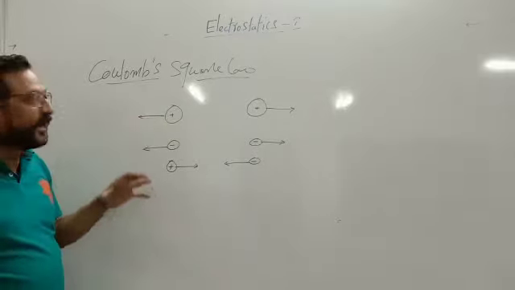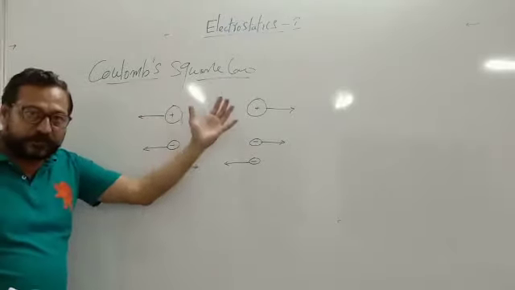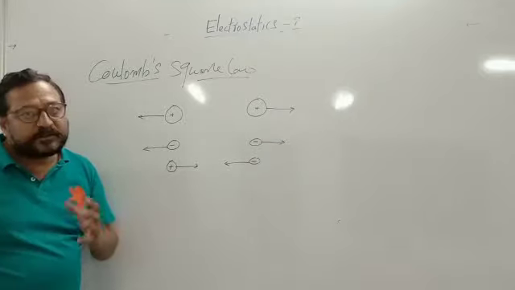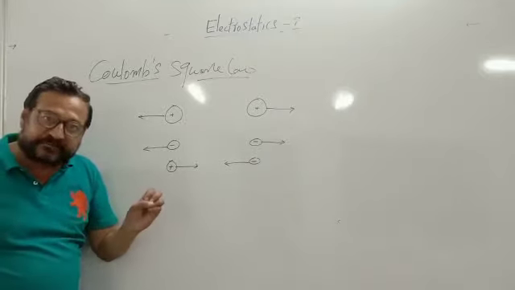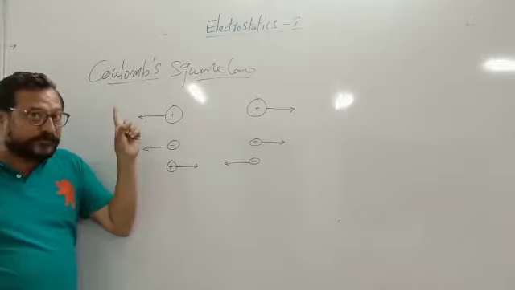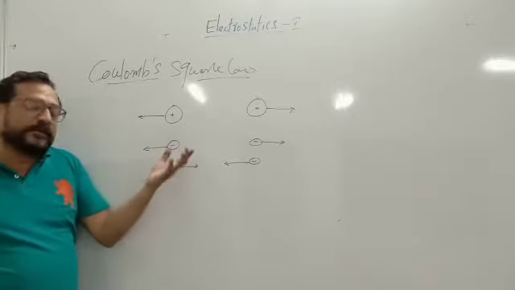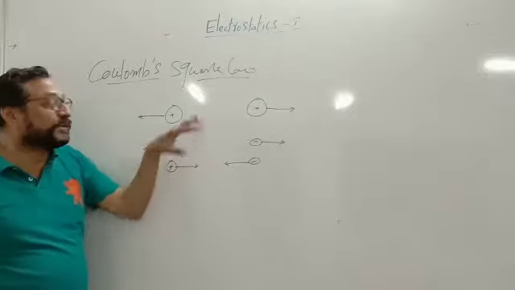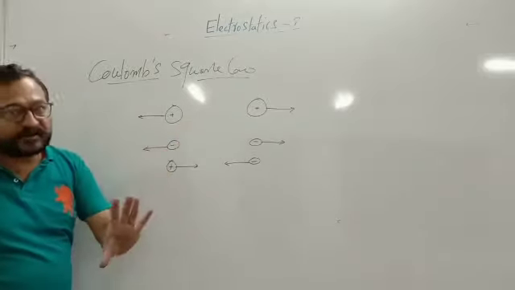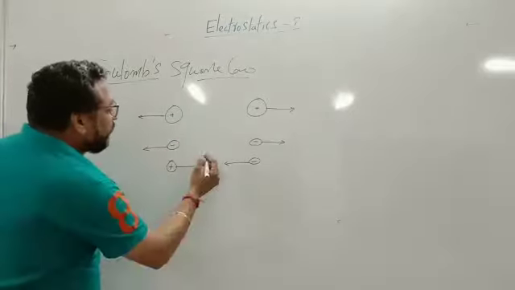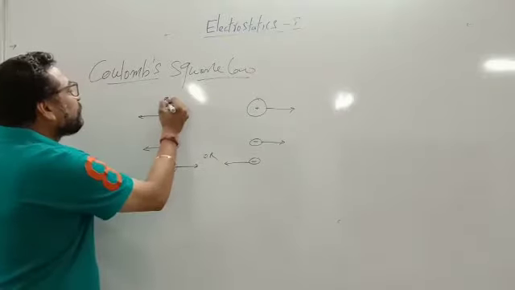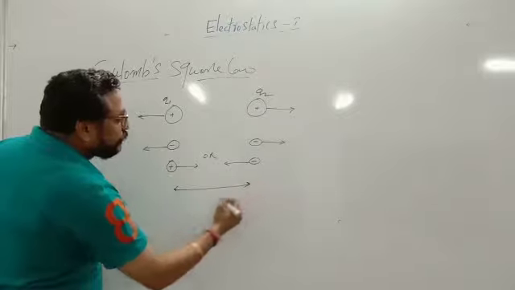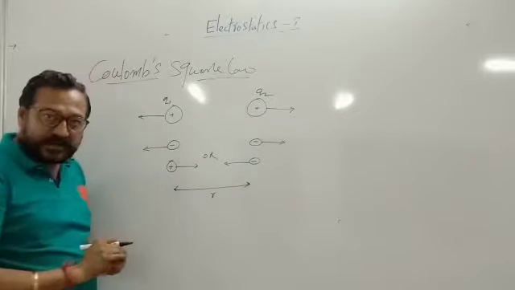Unlike the gravitational law, which has only a force of attraction, Coulomb's inverse square law in electrostatics has a force of attraction or repulsion, and this depends upon the nature of the charges. In this condition, again we see that this charge is Q1, this charge is Q2, and the distance between these two charges is R.